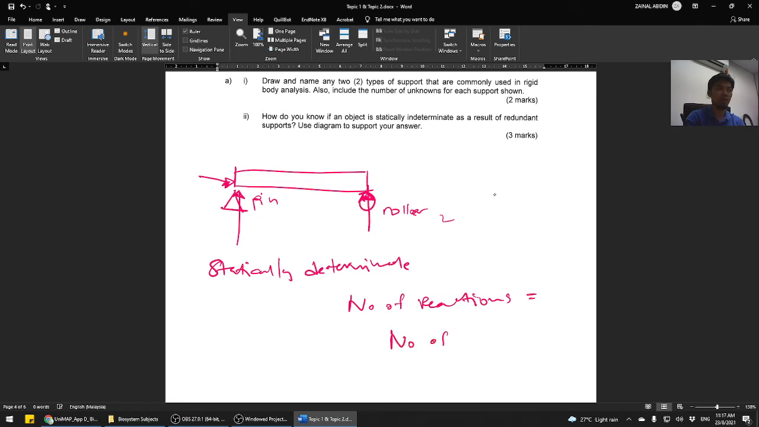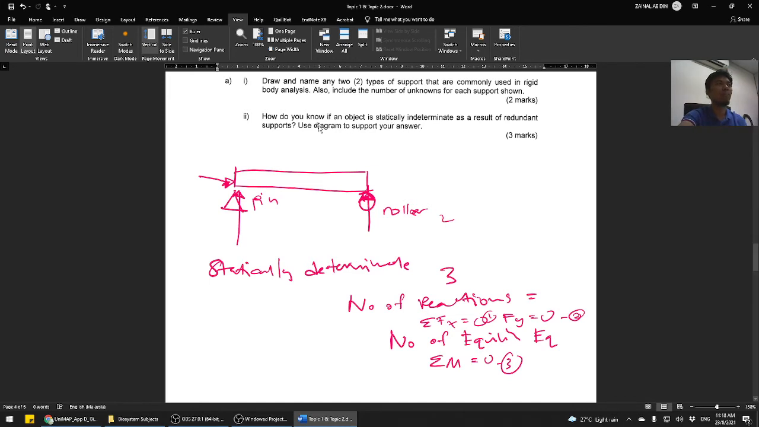Number of equilibrium equations. Okay, here there are 3 reactions: 1, 2, 3. So how many equilibrium equations are there? There are also 3 here. Summation of Fx equal to 0, summation of Fy equal to 0, summation of moment equal to 0. So this is 1, this is 2, and this is 3. So 3. So we call it statically determinate.